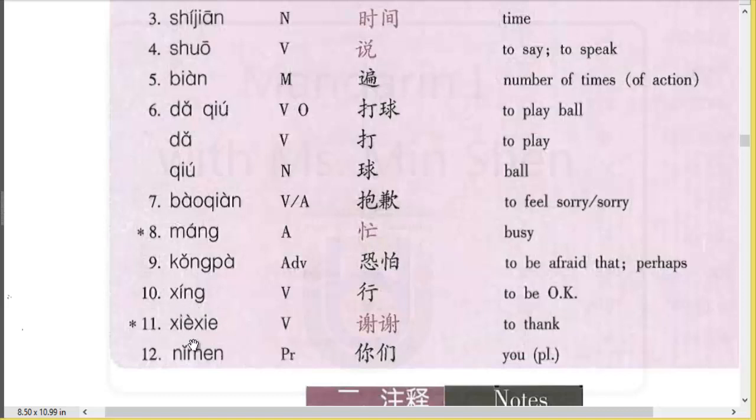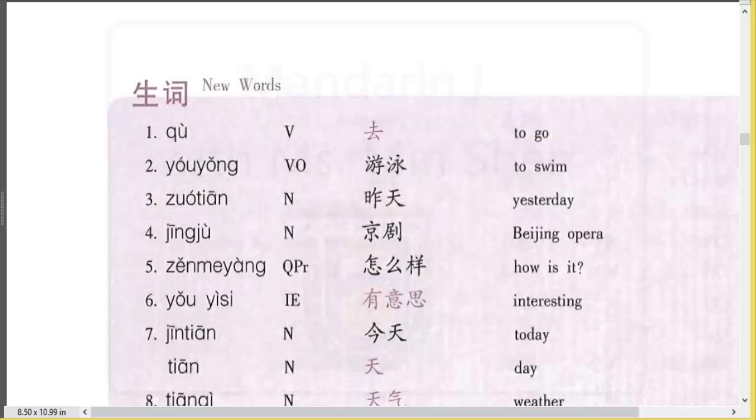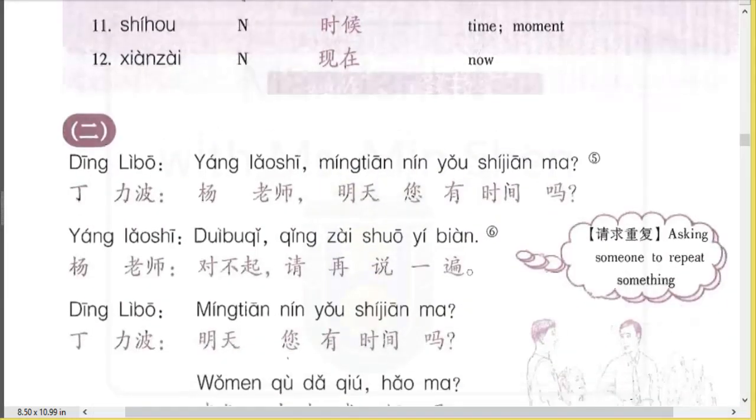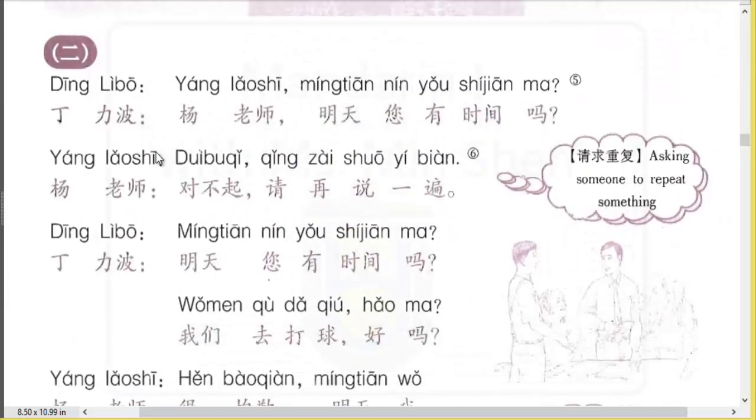And next one, 谢谢 you already know, and 你们 the plural form of you. So we look at the text together, try to comprehend the second text together. So read the text together with me, please.